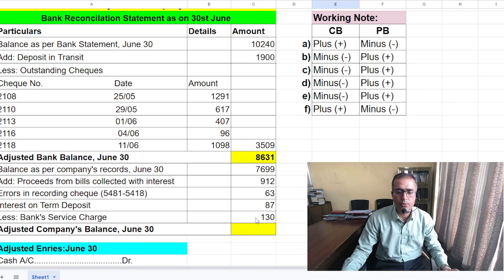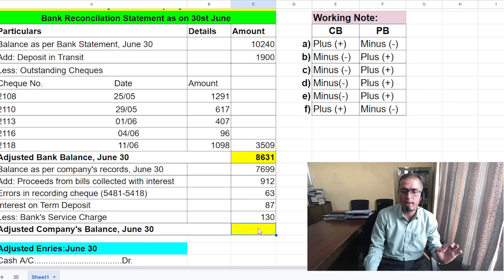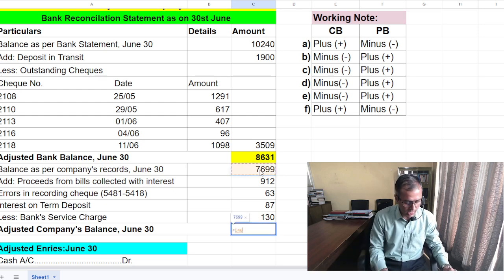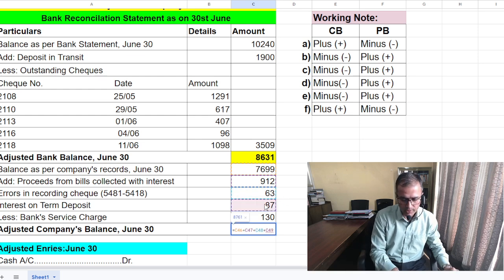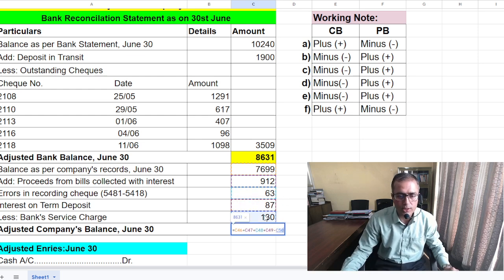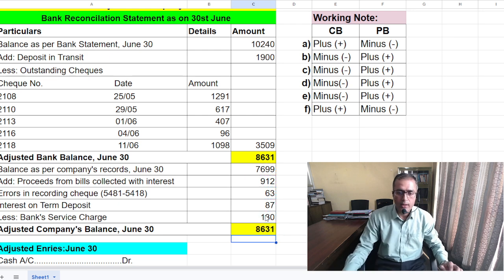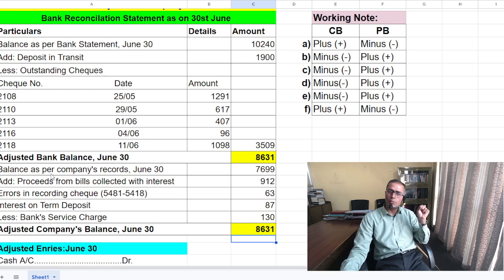Now again find your adjusted company balance, the company's book. Then simply I'm going to add this one, this is also add, this is also add, and the minus 130 is your bank service charges. Okay, now remember friends, both your adjusted bank balance and this value must be the same, and this shows that your calculation is right.